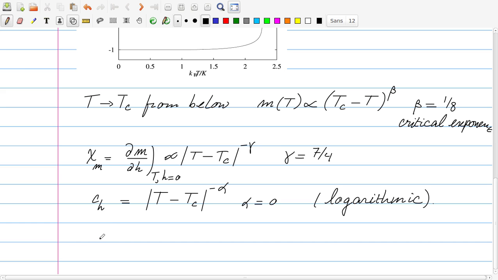Finally, we can consider what happens when T is Tc. We switch on a magnetic field, and then the magnetization is not varying linearly with the magnetic field, but it increases with some power, H to the power 1/delta, and this delta is 15.